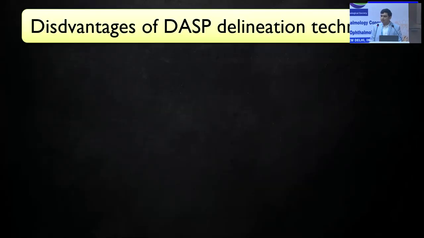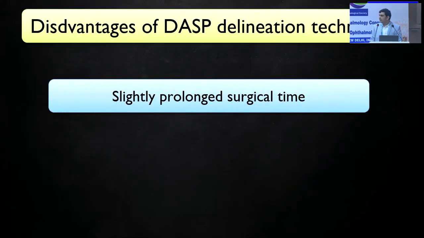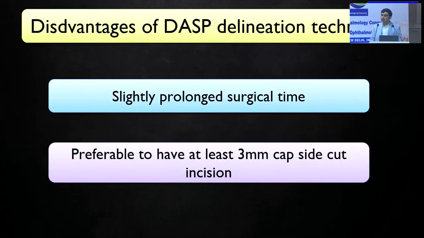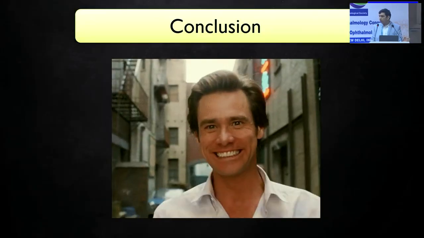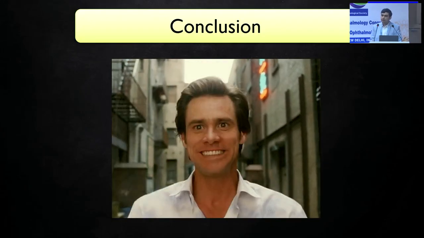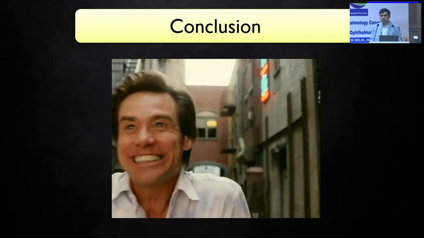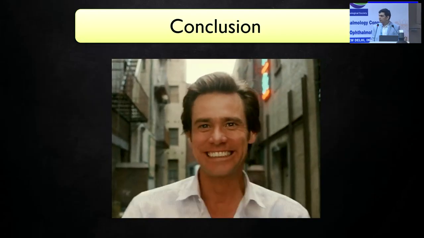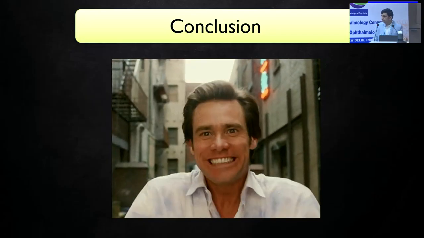So disadvantages are that it takes slightly longer time because you do anterior delineation twice. But for novice beginner surgeons, we would prefer a 3 mm cap side cut, but an experienced surgeon can have even 2 mm. But rest assured, following this technique, every patient and the surgeon is going to walk out with a big smile from the OT undertaking any SMILE procedure.